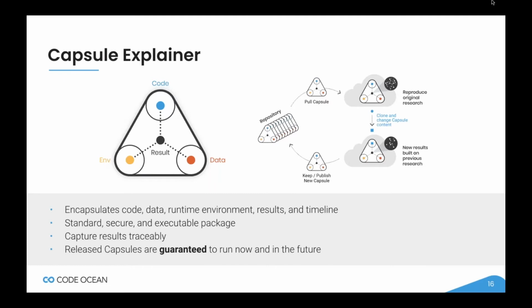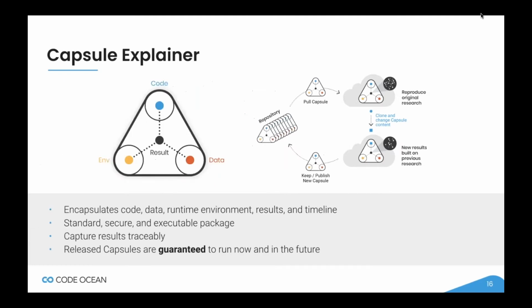It captures our entire contents of code, data, environment, results, as well as a traceable timeline to be able to track both your activity and the activity of your collaborators. Not only do we have all these results within our CodeOcean capsule, but we have the ability to capture results traceably. We can see past results that were of interest to us as well as our collaborators and monitor them by date and time.